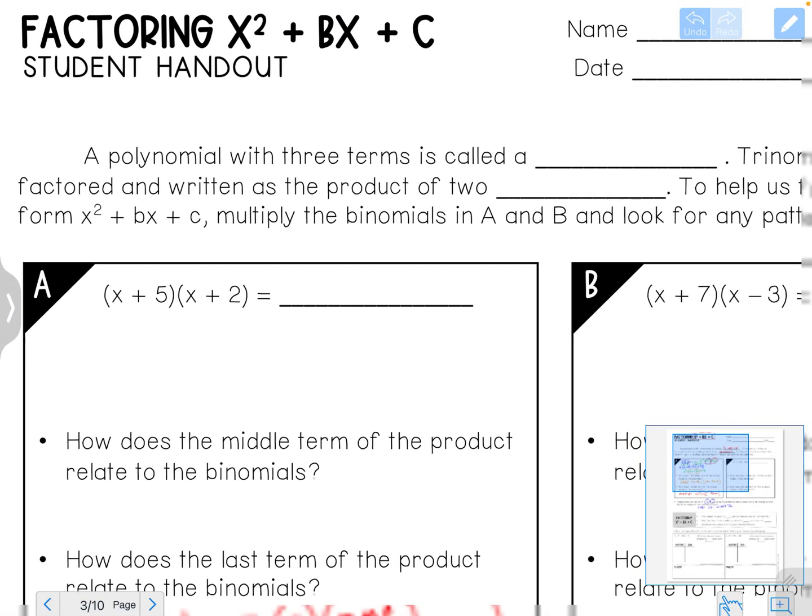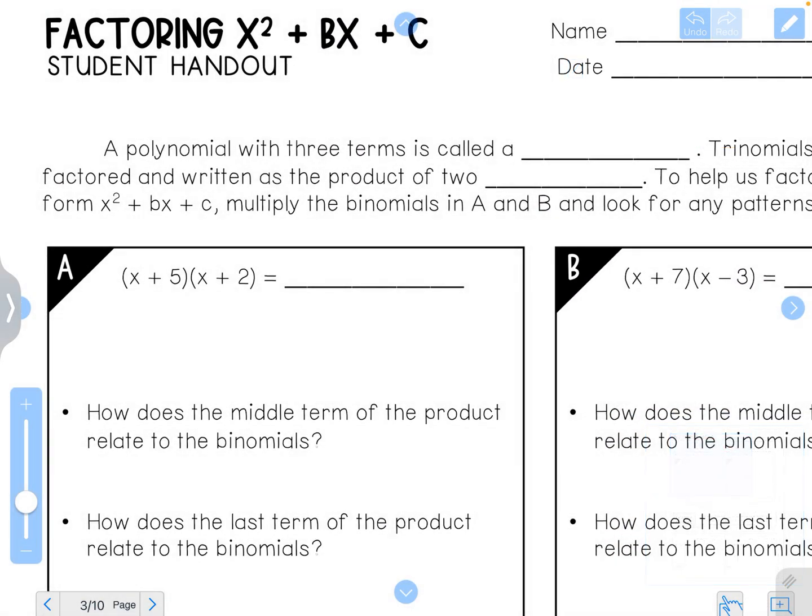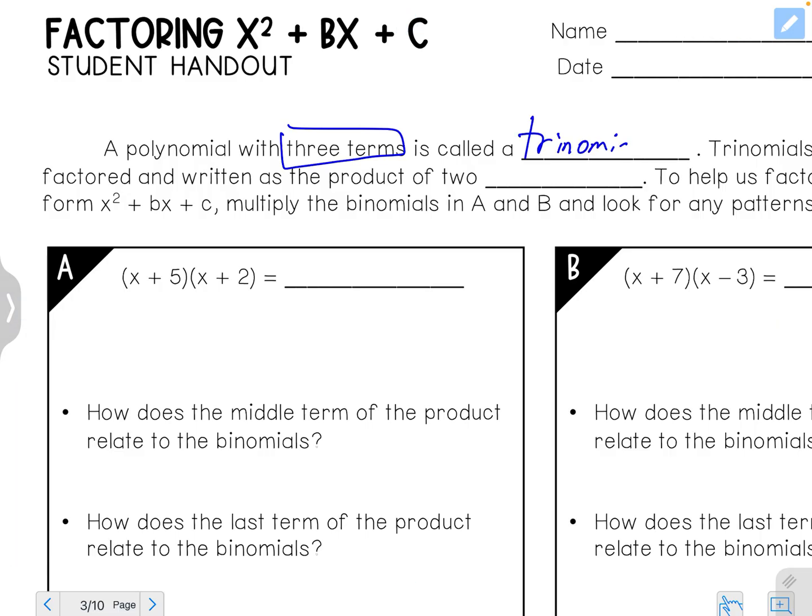This is take 2. So real quick, a polynomial with 3 terms is a trinomial, just like a tricycle has 3 wheels. 2 terms is going to be a binomial. So a trinomial is made up of 2 binomials.